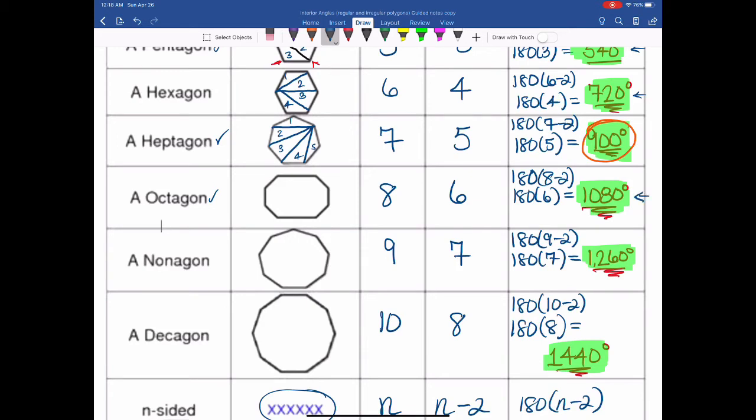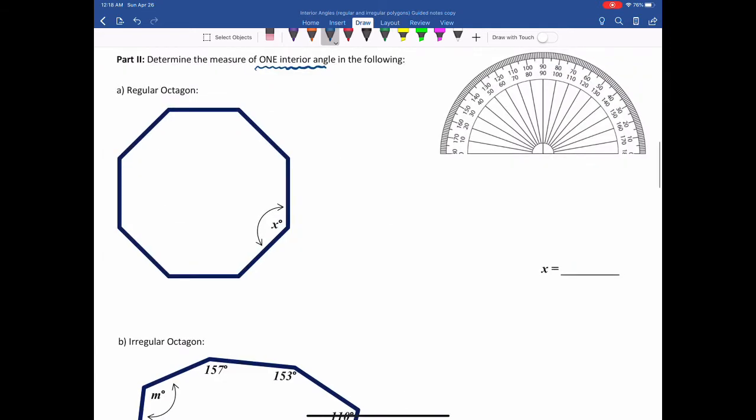That is not how many degrees there is in one angle. All 8 angles add up to 1,080. All 9 angles of a nonagon add up to 1,260. Okay, now back to part 2.